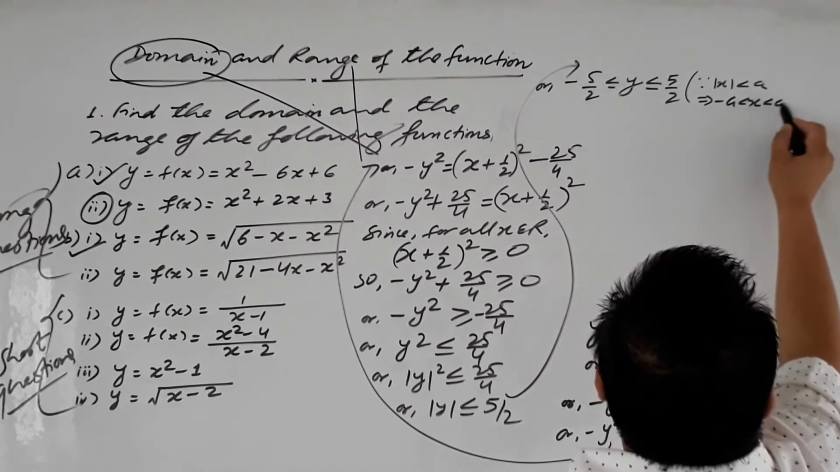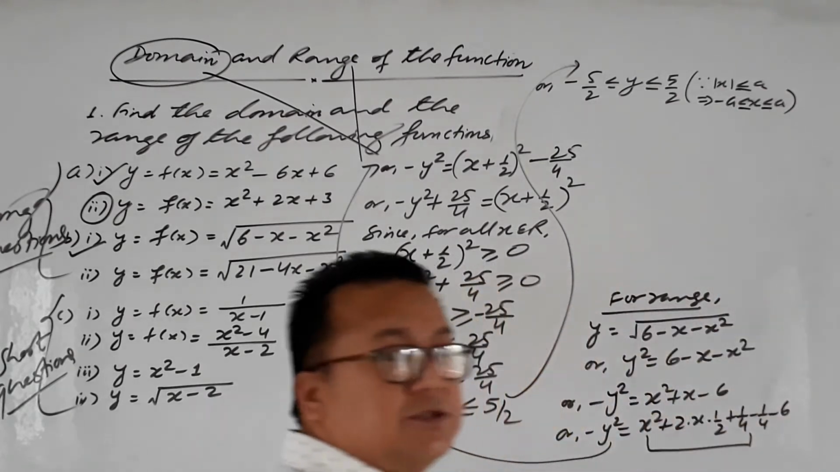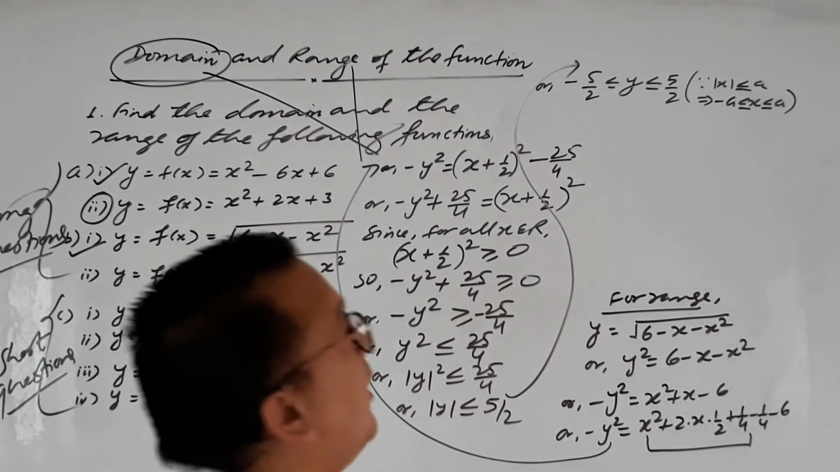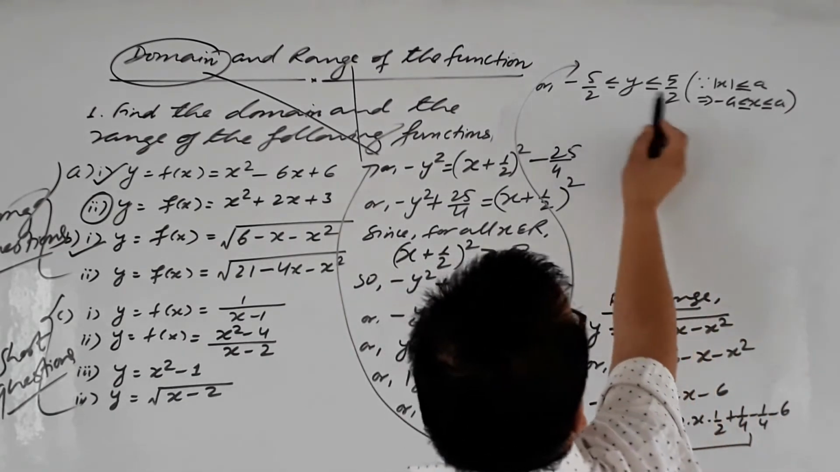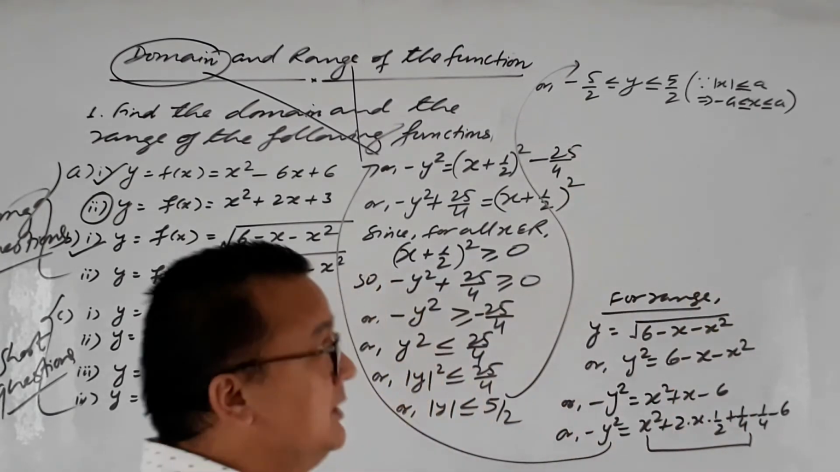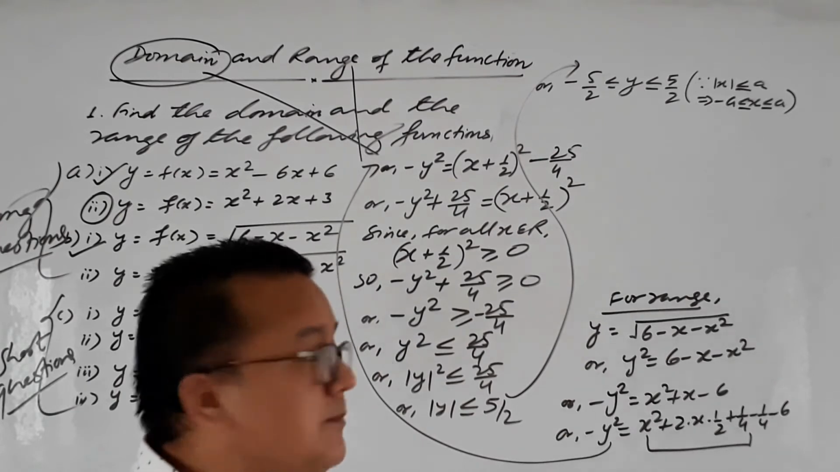Since mod of x less than a implies minus a less than x less than a, right? Or if equal to then equal to also we can use. But here x is a real number, a is positive. This a must be positive, then only we can apply this form. This shows where y lies between minus pi by 2 and pi by 2.